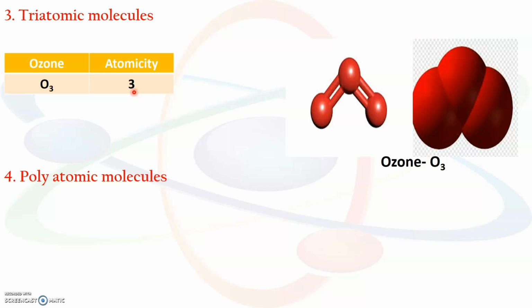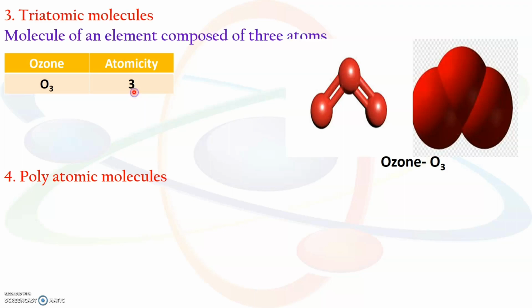In general, when number of atoms that are present in a molecule of an element is equal to 3, we call that as triatomic molecule. Therefore, ozone is an example of a triatomic molecule.